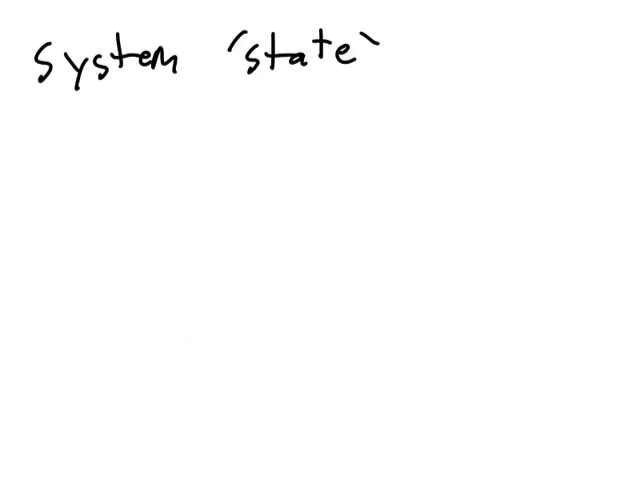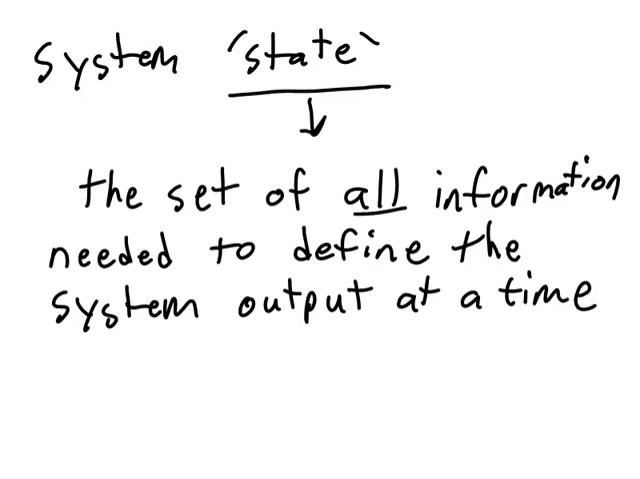State space modeling is based upon the concept of a system state. The system state is defined as the set of all information that is needed to define the system output at any given time. Let me give you a couple of examples of states for systems that we've looked at previously in this class.